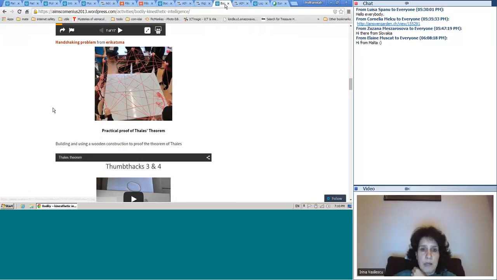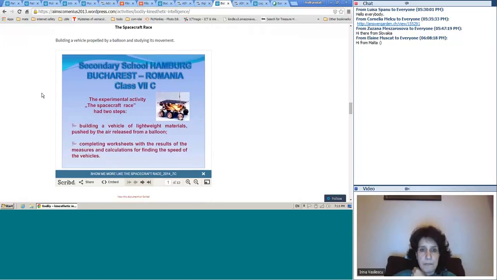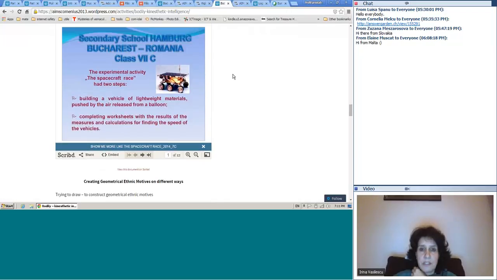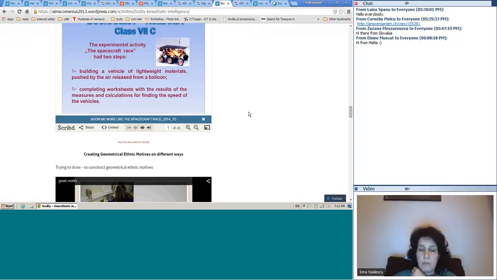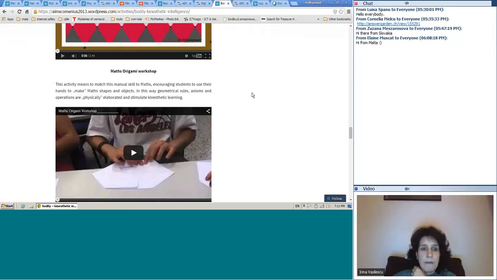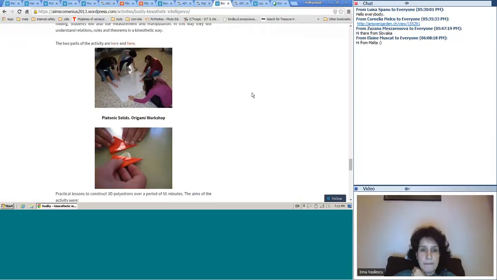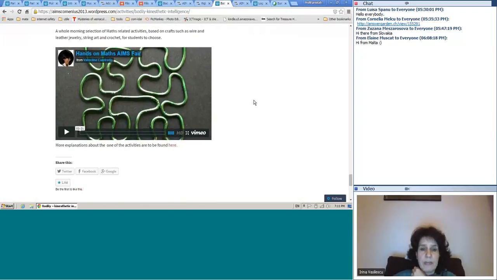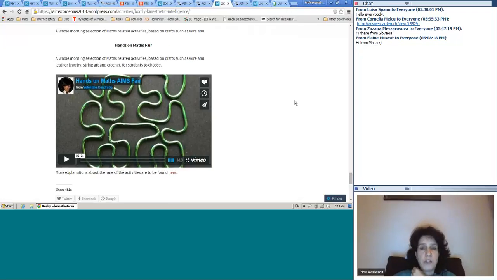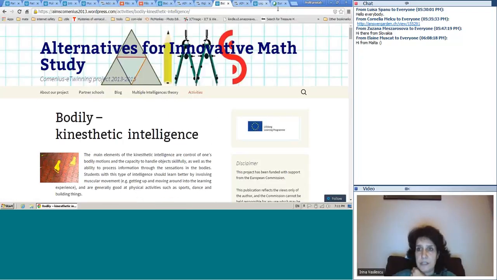The handshaking problem that you can see solved here, it's a famous problem. There was also an activity called the spacecraft race. They had to build a lunar module and have some statistics on its speed and distance. There was a math origami workshop, charades, and even a mathematical fair that included building math jewels and crochet, because even knitting and crochet can include mathematics. So a lot of practical activities.